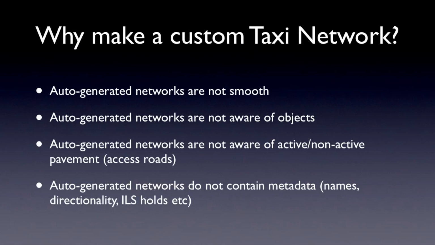They're also not aware of the difference between active and non-active pavement. So what that means is if there's an access road in the real world for maybe a truck to get to one of the ILS antennas, the algorithm doesn't know that that's for a truck and not for a 747 to taxi down. So it's still going to put a taxi network there, and the AI aircraft will still be driving on those things. And you may also get instructions to drive on them from ATC.